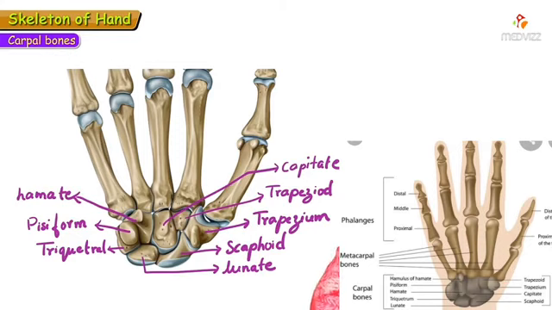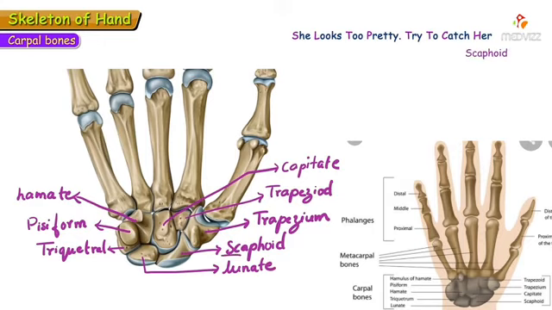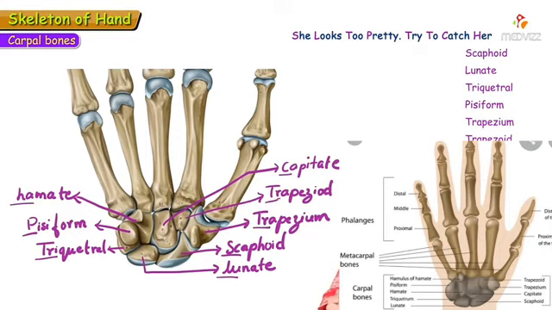So the mnemonic to remember the carpal bones is: She looks too pretty, try to catch her. She, S for scaphoid; looks, L for lunate; too pretty, T for triquetral, P for pisiform; and try to catch her. Again T, trapezium, trapezoid, C for capitate, and her, H for hamate. So this is a mnemonic to remember the carpal bones.